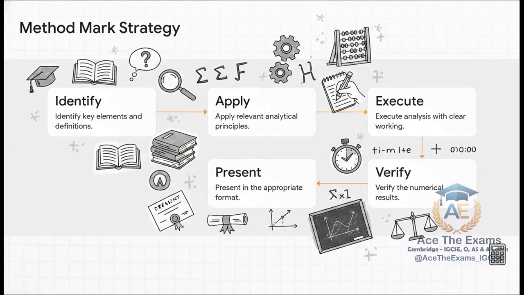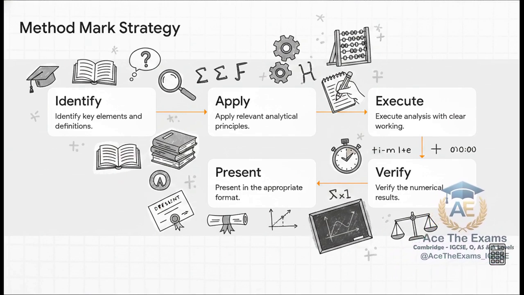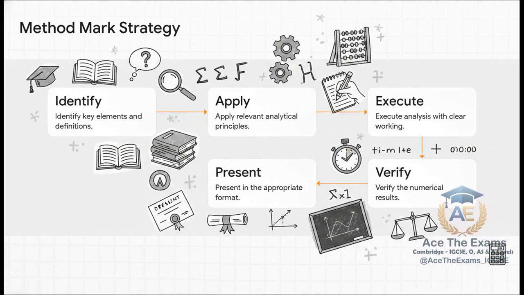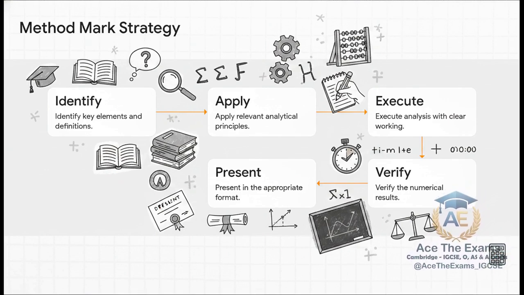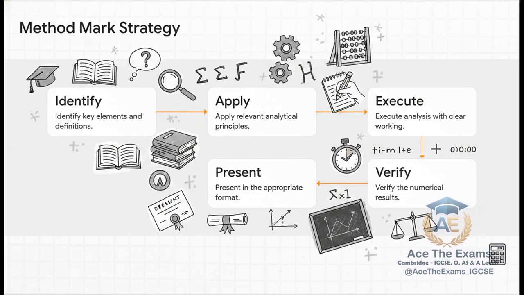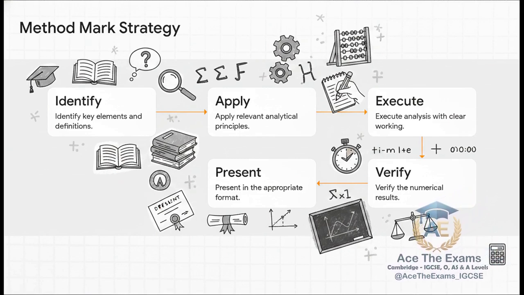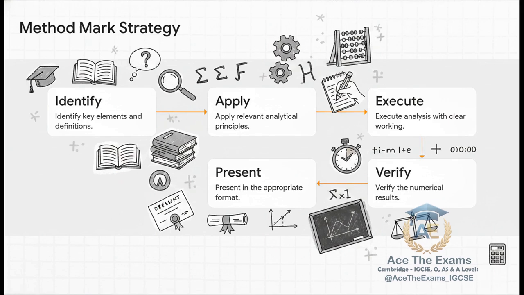It took some yelling, but they finally learned that by systematically moving through these 5 steps, identifying the terms, applying the principles, showing the clear working, verifying the numbers, and presenting the format, they were building an undeniable, unbreakable chain of logic. That 5-step process is the ultimate recipe to salvage any broken text block.